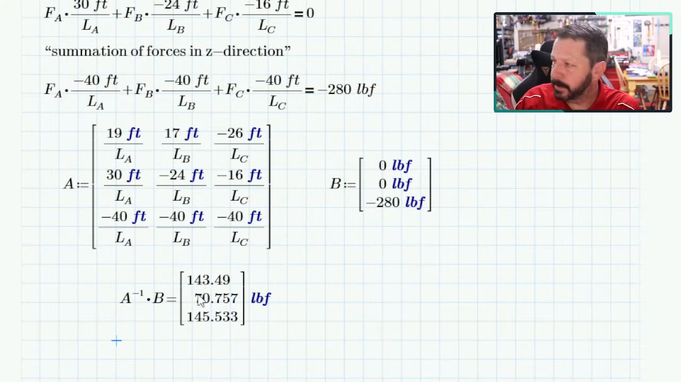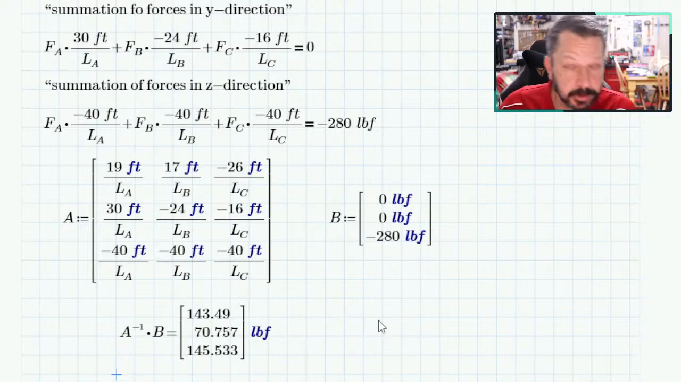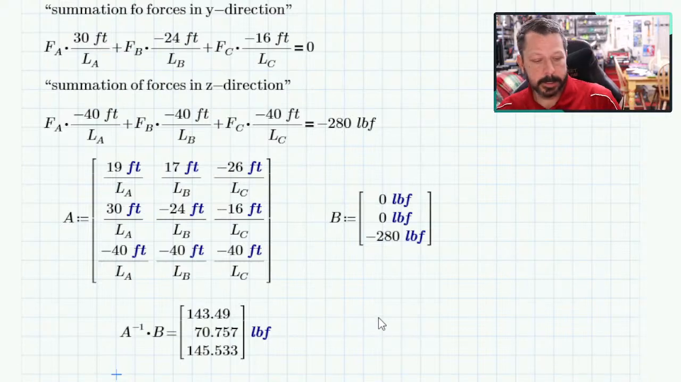The other thing about these numbers here is that 143 is associated with whatever variable I lined up in this left column over here, which is FA. And the 70.7, that's in the middle column, or the second column, which I did FB. And then the last one here is associated with the last column, which I did FC. So A, B, C is the order these things came out of the matrix in. And you can do that on any calculator.